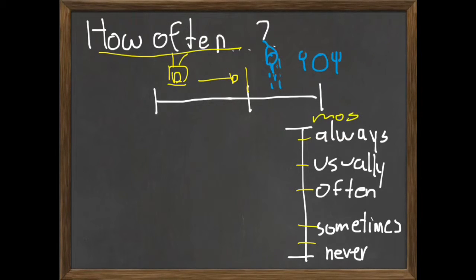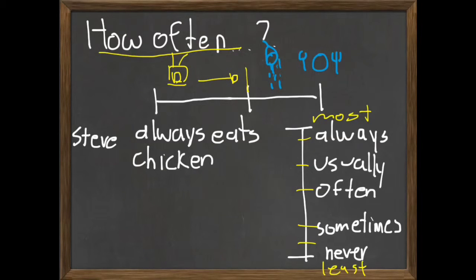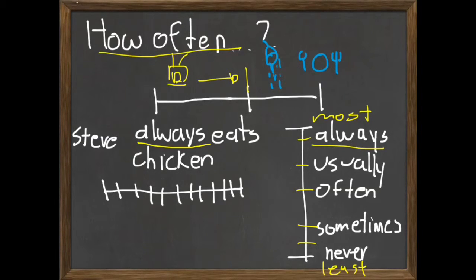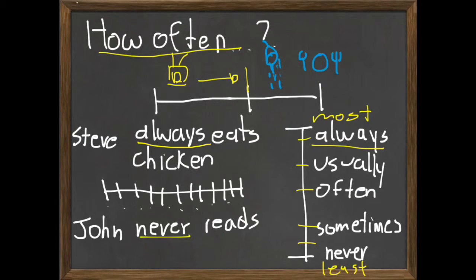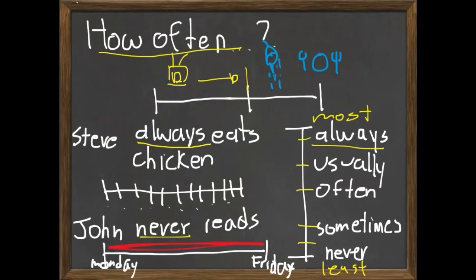Here is the most frequent, and here is the least frequent. For example, Steve always eats chicken. Always means that it's the most frequent. So every day of the week, at every hour of the day, you will always find Steve eating chicken. John never reads. Never is the least frequent word, meaning that even if we look at Monday till Friday, John will not read, not even the weekends.